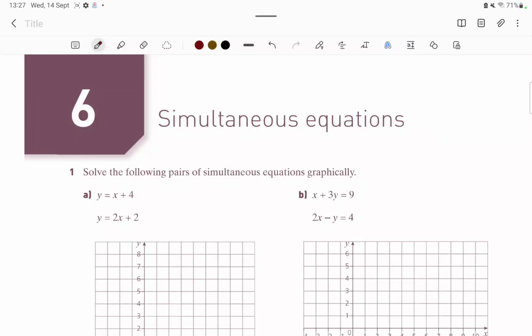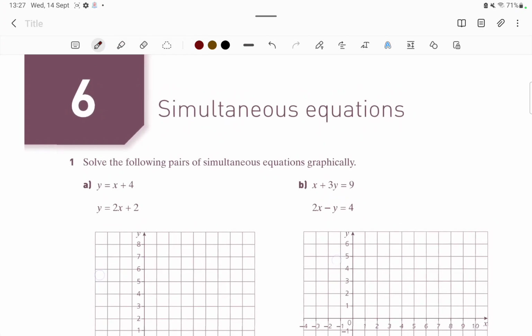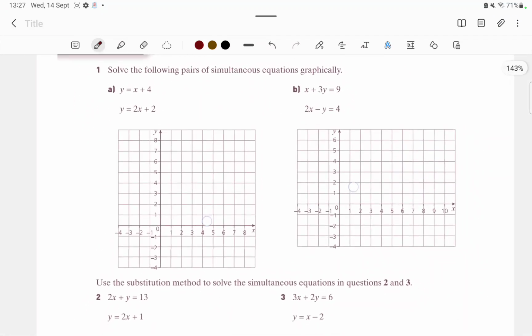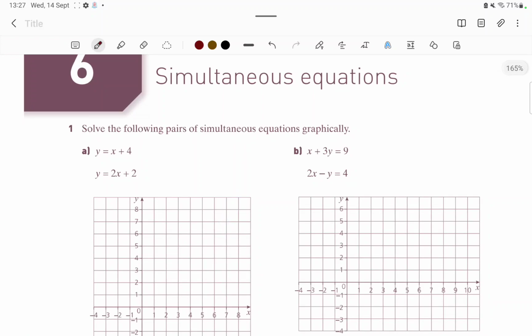Today I think we are going to skip chapter 5 first, because for chapter 5 I need to teach you on meat. And then we try to do some questions from chapter 6 first. So chapter 6 is simultaneous equations. Basically they will give you two equations with two unknowns. So normally it will be x and y.